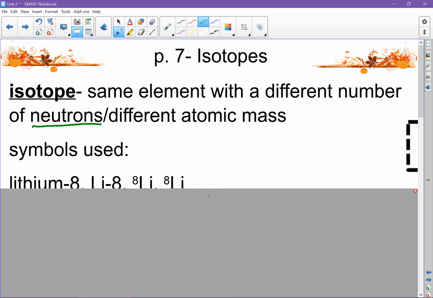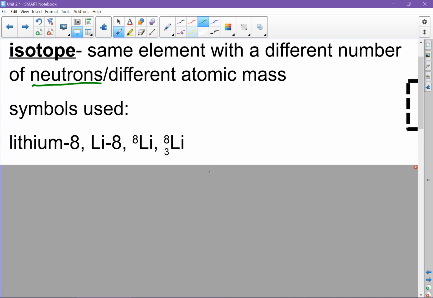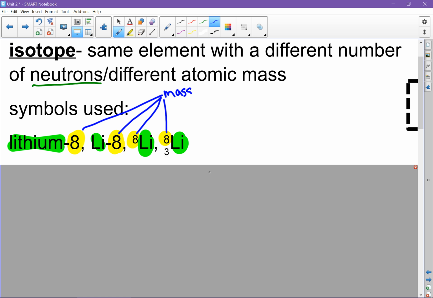So that's going to be represented in some different ways. These are all the different possible symbols you could see. So notice what's in common. In this example, they all say lithium, or Li, right? That's the same thing. So I know that it's the same atom. But they're representing the mass with this 8. So see how they all have the 8? That's just a different way, whether it's written after the word or after the symbol, or notice it's in the top left here. That number represents the mass number. So in this example, lithium has a mass of 8.